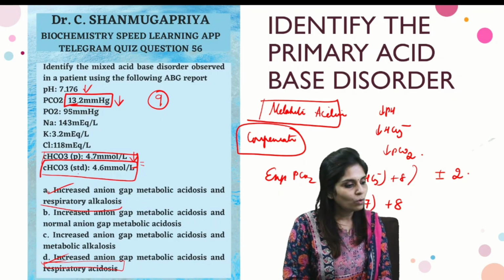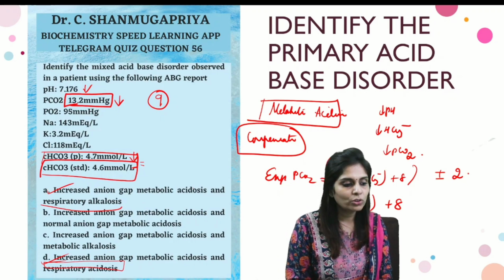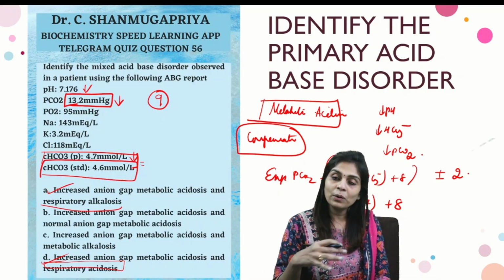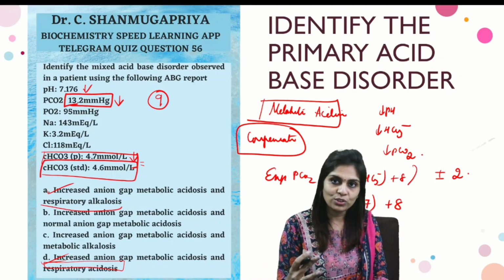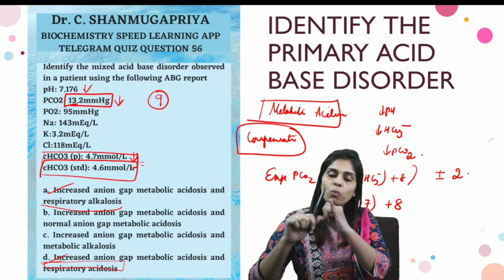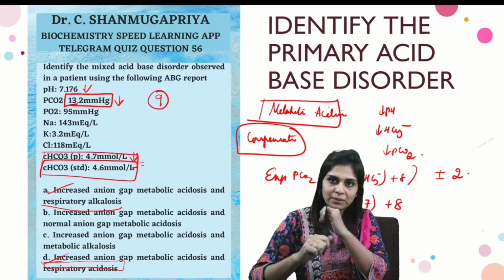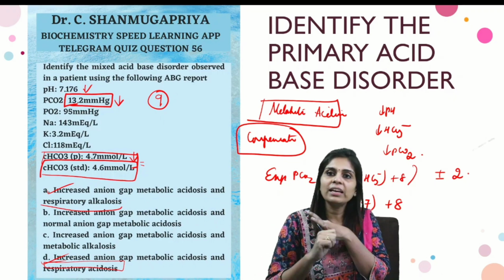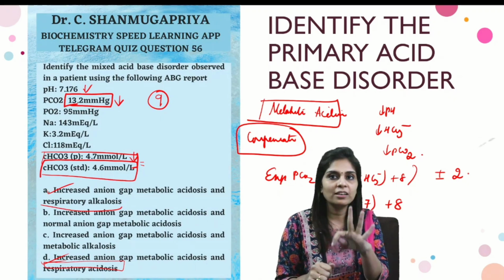Okay. Now, before we try to exclude or include choice B and choice C, whenever it's a case of metabolic acidosis, I will have to calculate anion gap as step 3. So step 1 was to identify the primary acid-base disorder. Step 2 is to calculate compensation. Step 3 is to calculate anion gap in the case of metabolic acidosis.